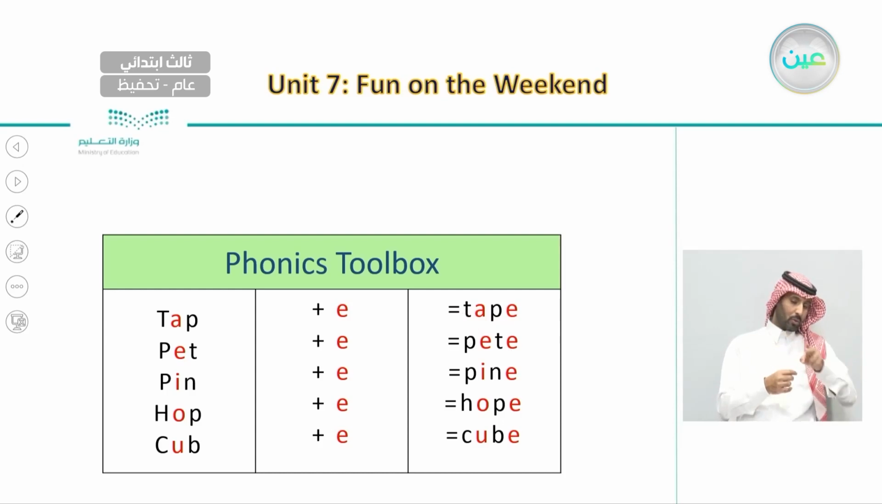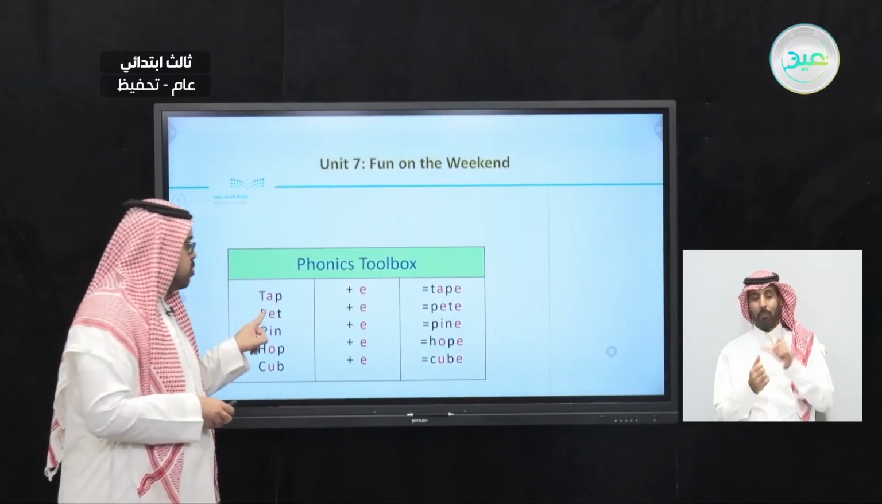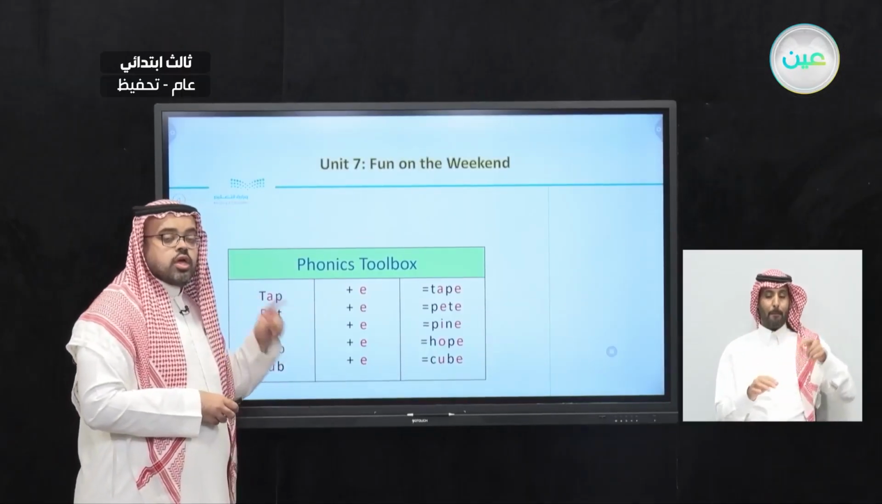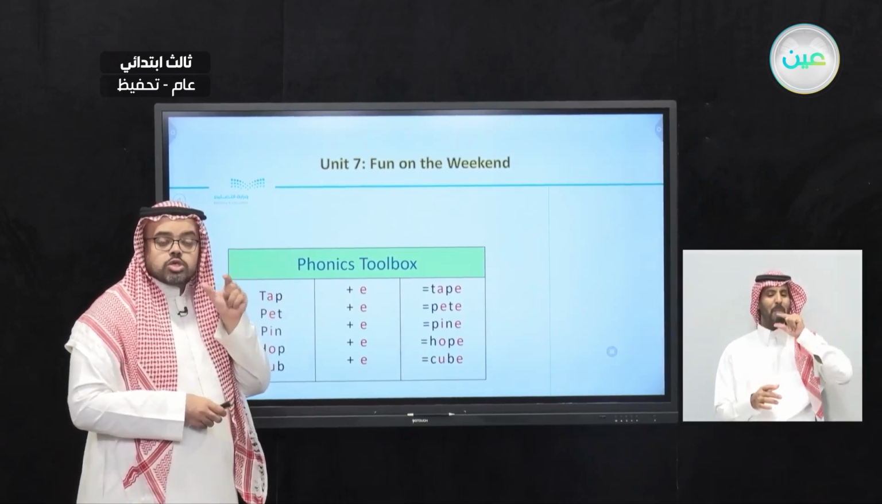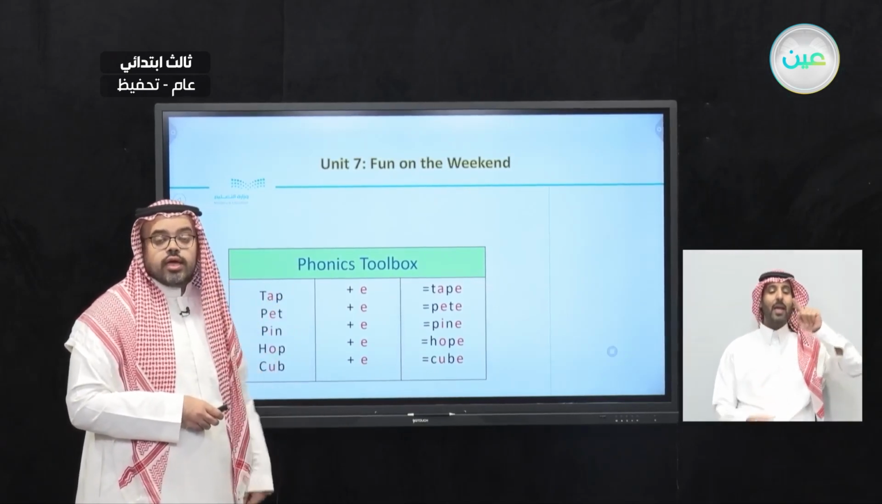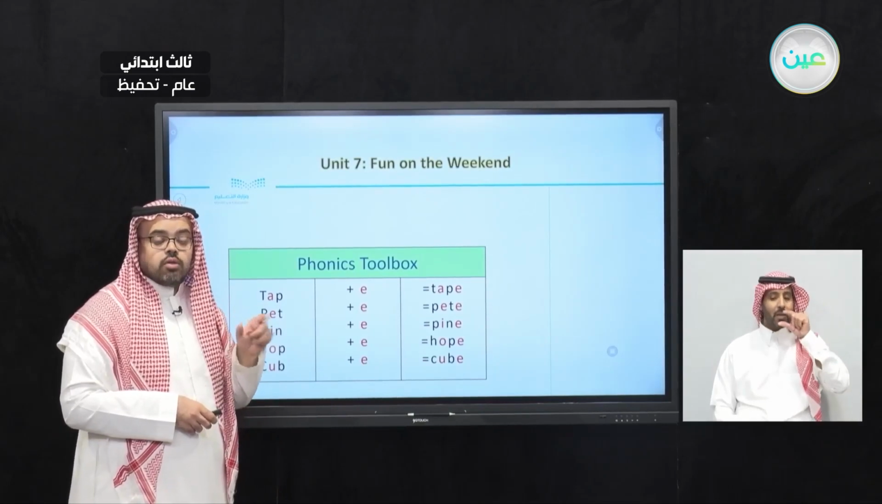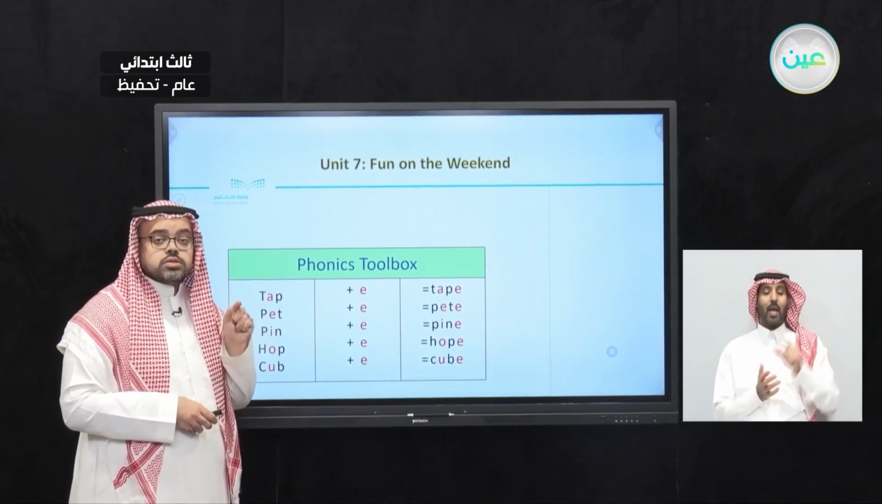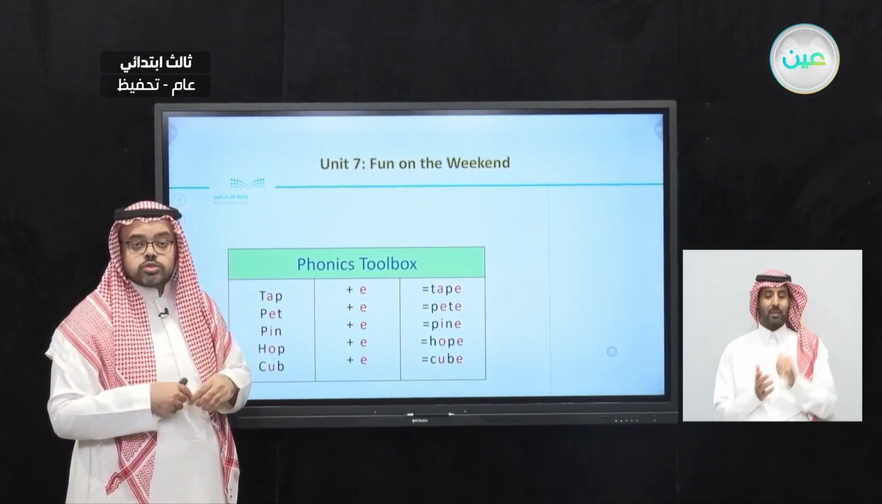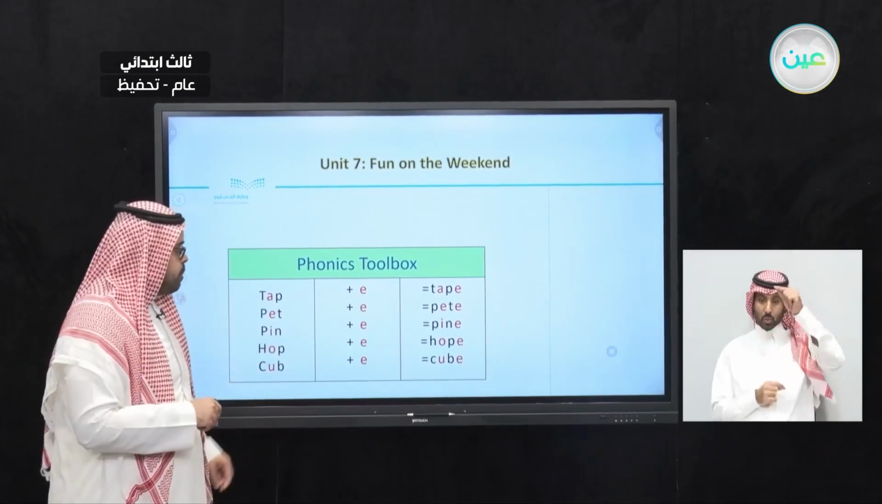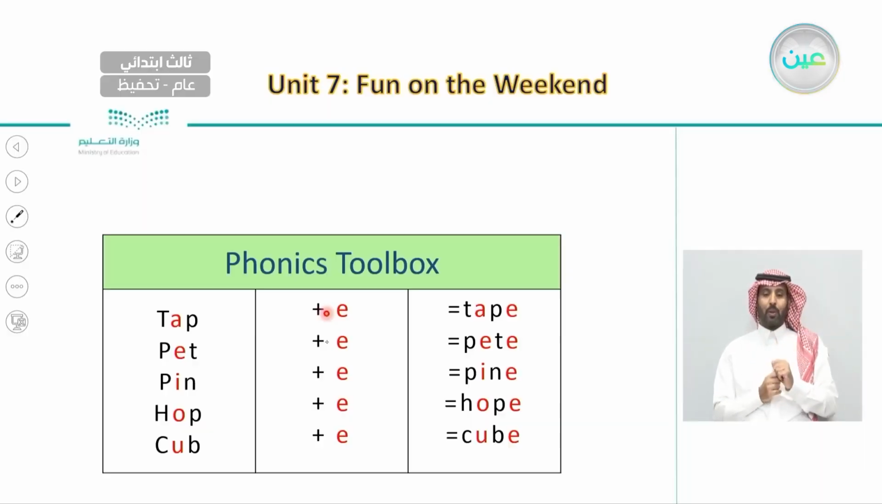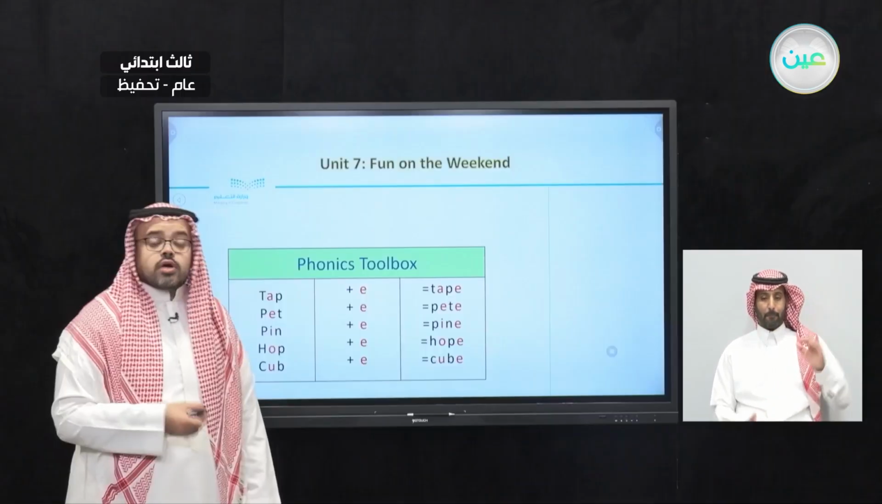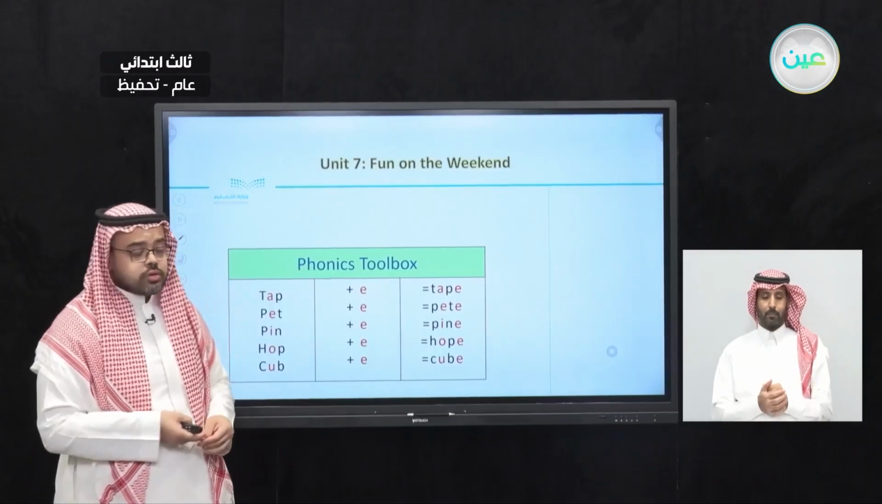So again, if we have a word like tab, the letter A is short, we pronounce it as a short vowel, tab. But if we want to pronounce it in a longer version, after adding E, it will be pronounced as tape, tape. Very well. Let's try this magic on another word.